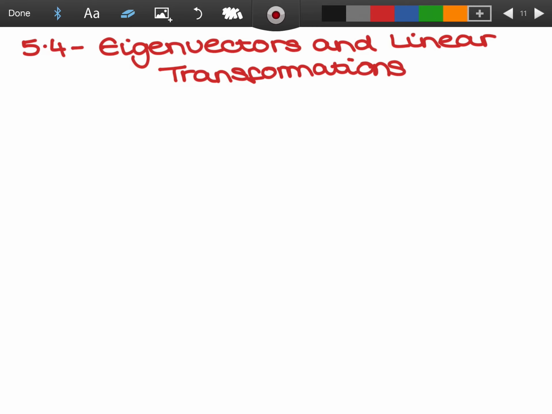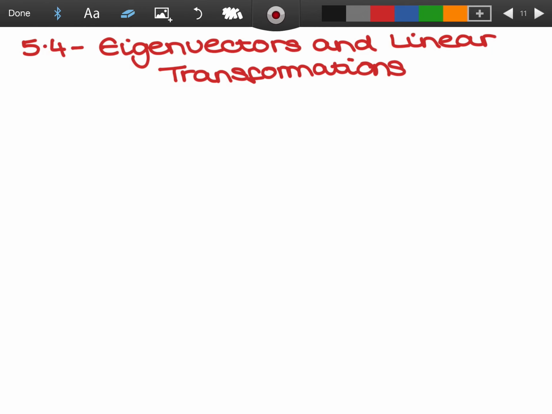So in this video, we're going to look at 5.4, which looks at eigenvectors and linear transformations. We're going to be looking at how we can incorporate everything that we've learned about eigenvectors and eigenvalues so far and seeing how that relates to linear transformations and change of basis that we looked at in chapter 4.